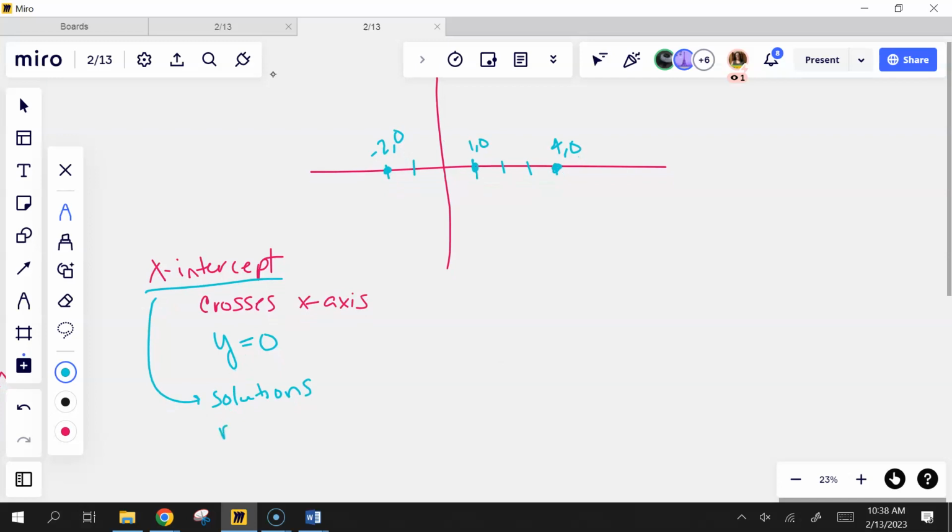Sometimes we call them roots. Sometimes we call them zeros. All of those describe the exact same thing, which is the x-intercept. Did you have a question, Logan?